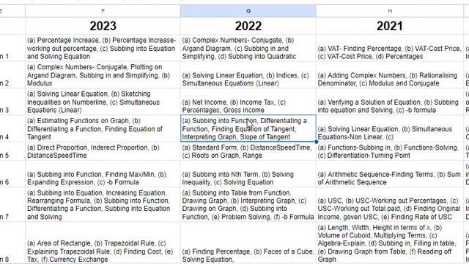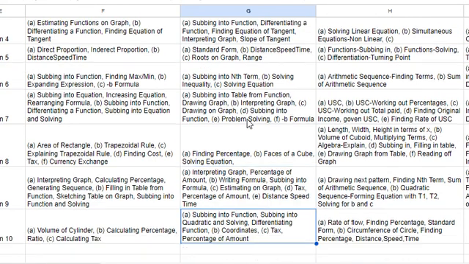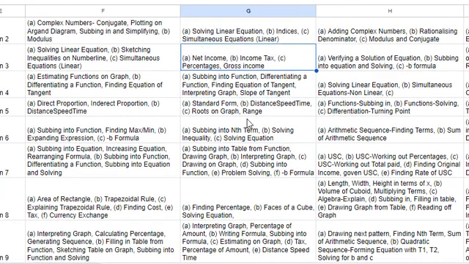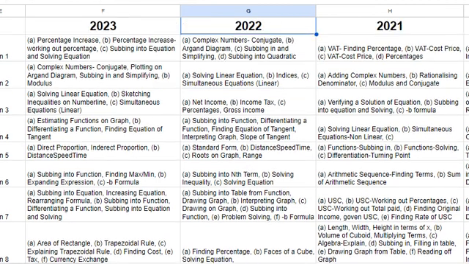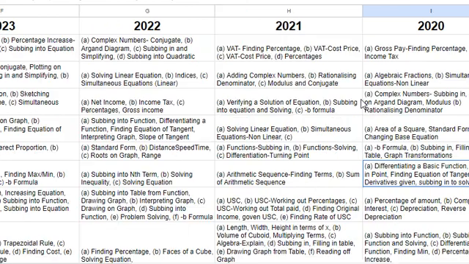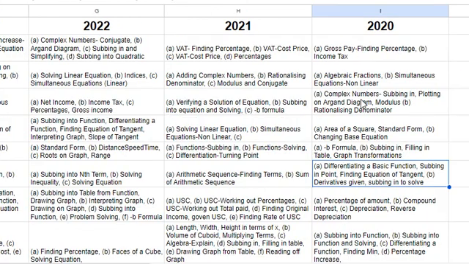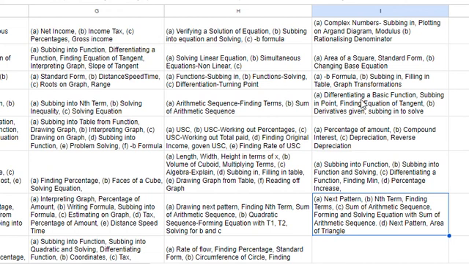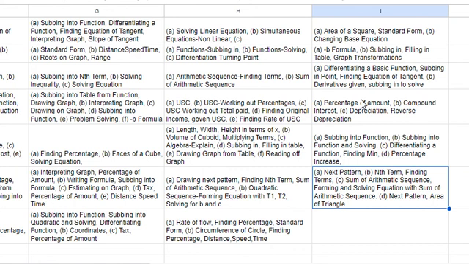So 2022 there, it comes up in question 6. And then 2021, you'll see again it comes up as question 6, finding terms and sum of arithmetic sequence. And then 2020 as well, it comes up as one of the long questions in 2020 actually. That was when there was only 9 questions on the paper, so it was question 9.